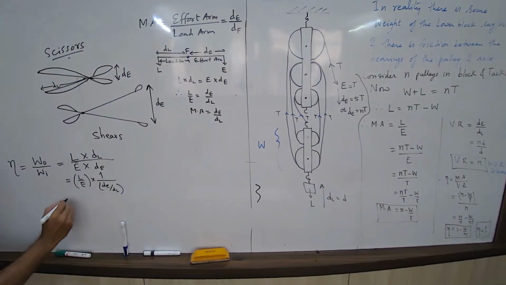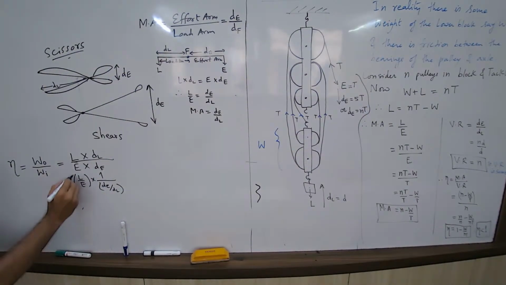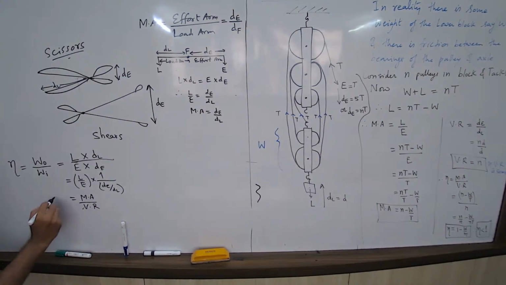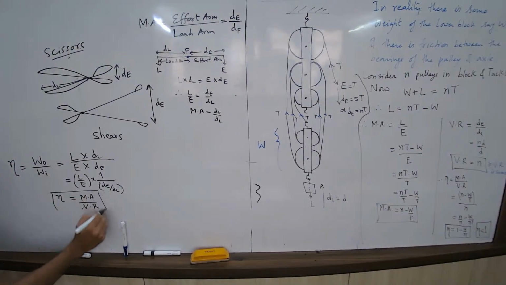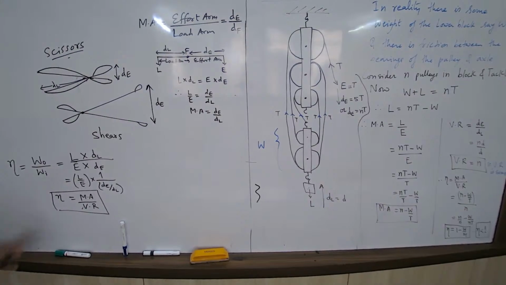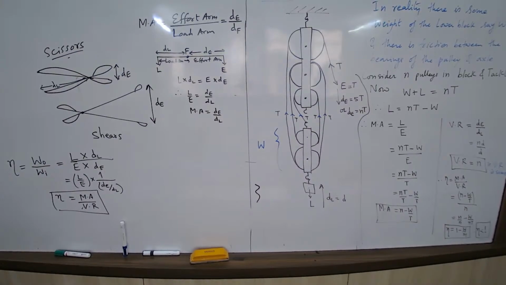So DE by DL, what is it? VR, right? And what is L by E? MA. So this is the relation between efficiency, mechanical advantage, and velocity ratio. I have done it in theory. This is the answer to question 6, the derivation of the relationship part. Rest everything you know.